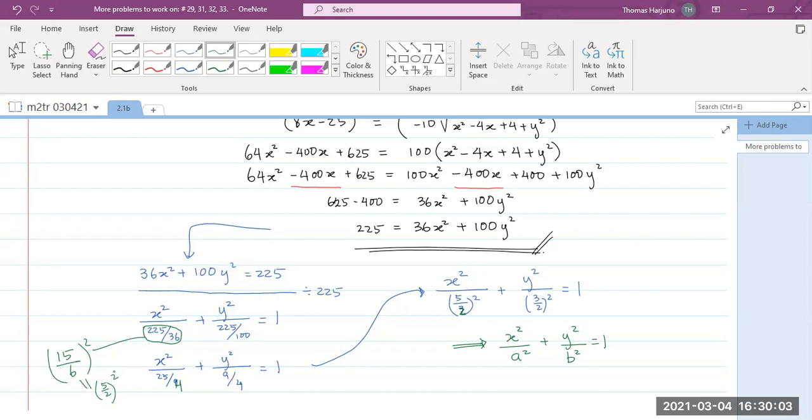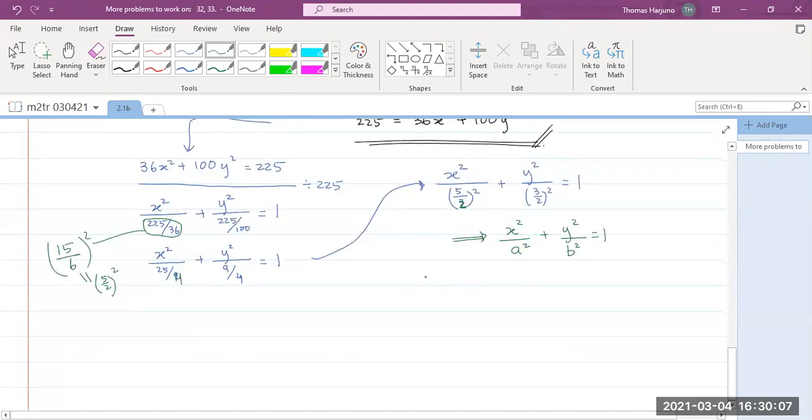Now then, if you remember from algebra 2, this is the equation of an ellipse centered at origin.